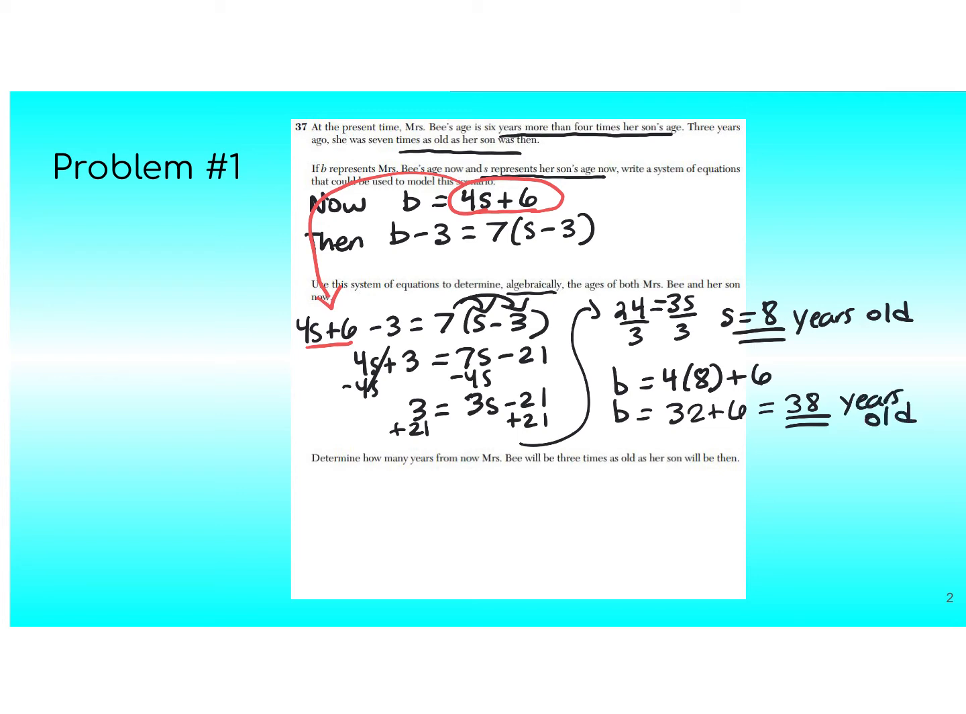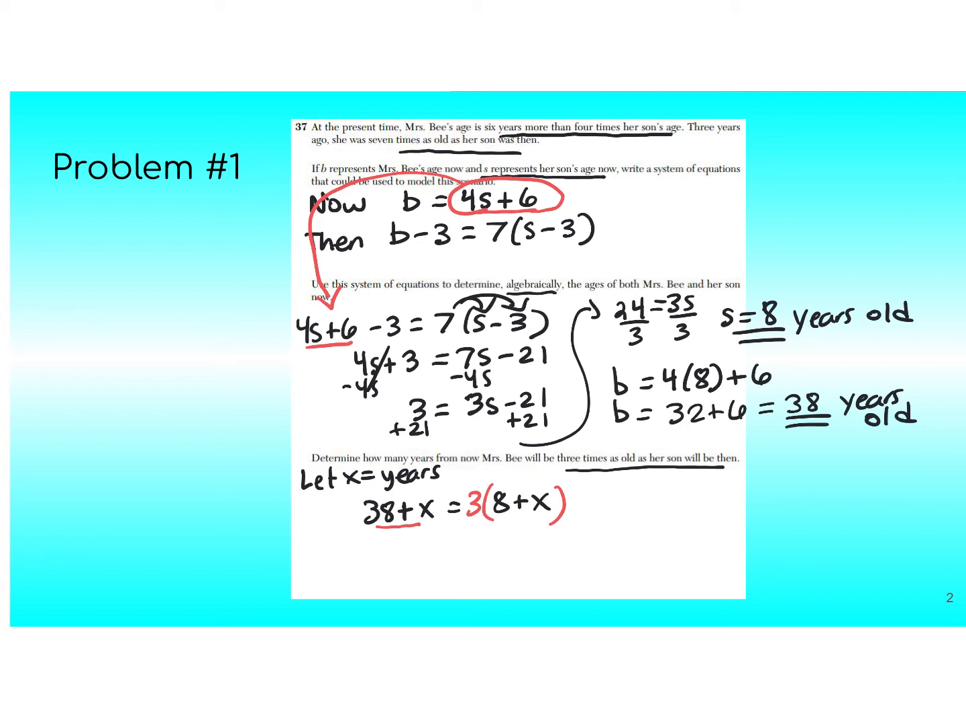And it says, how many years from now will she be 3 times as old as her son will be then? So for this, we want to say let x equal the number of years, because that's what we're looking for. So let x equal years. You could say y. In a certain number of years, she's going to be 38 plus however many years have passed. And her son will also be 8 plus however many years have passed. But we want her 38 plus x to be 3 times however old he is. So there's our system. I put the extras in red.